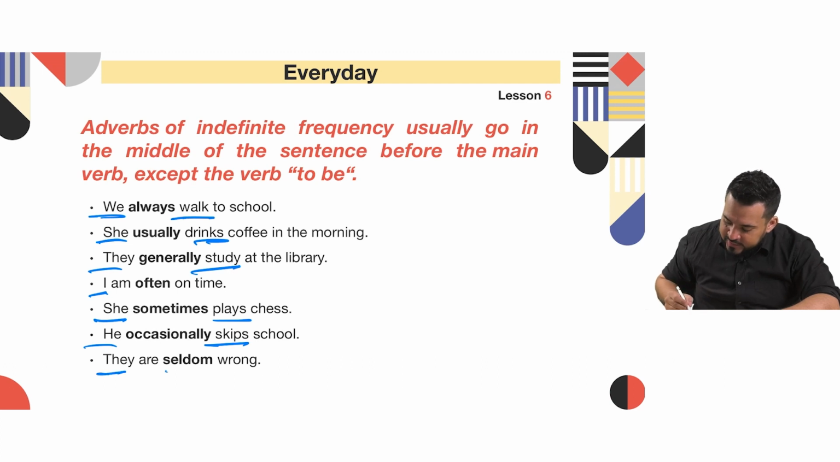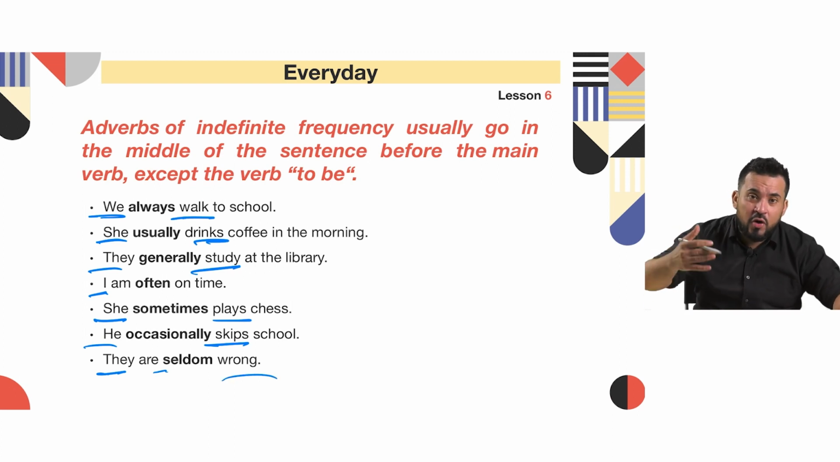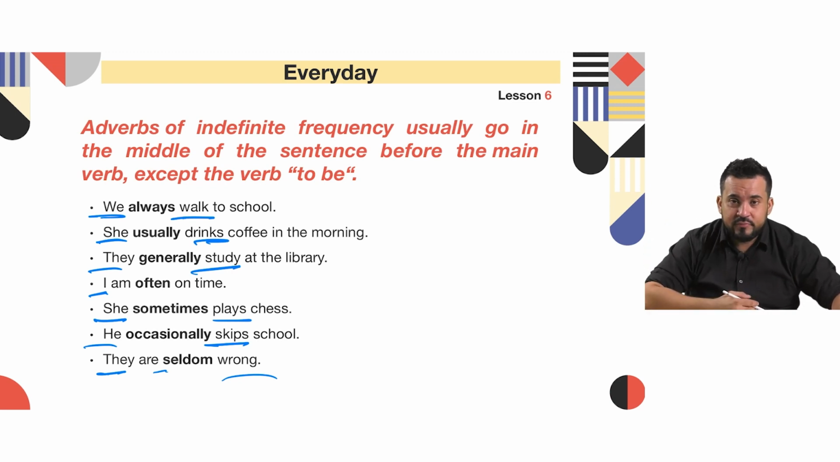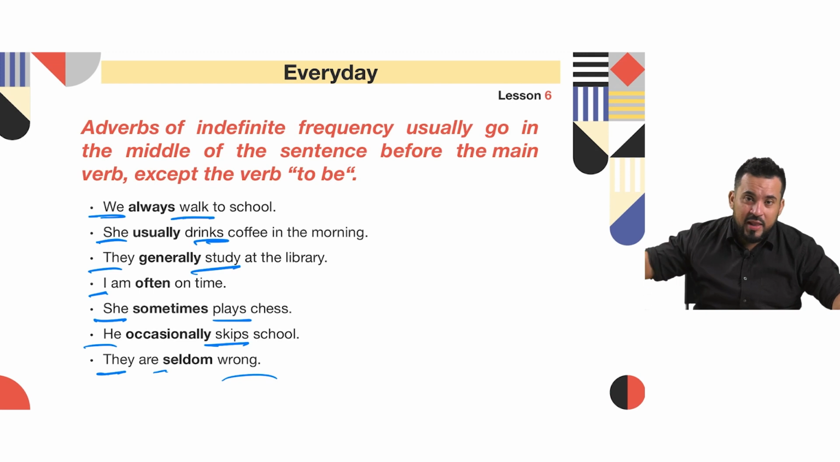They, there is no verb here. Wrong is an adjective. But if there was a verb, we will not use S. We will say they live in Hong Kong, for example. They live in Hong Kong, so there will be no S.